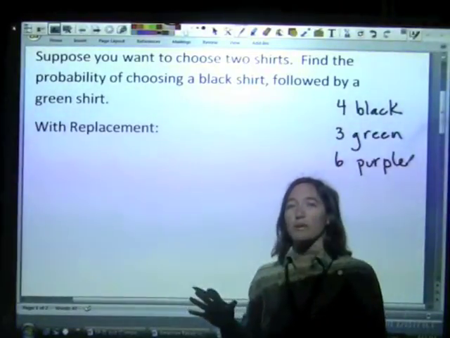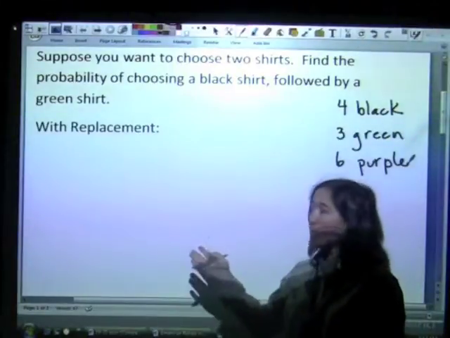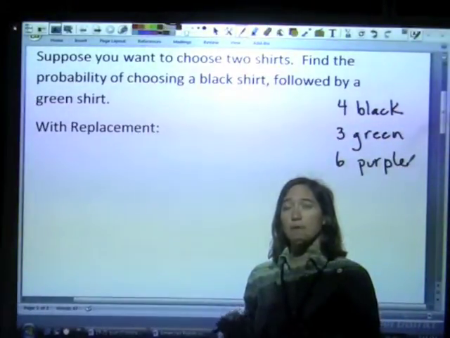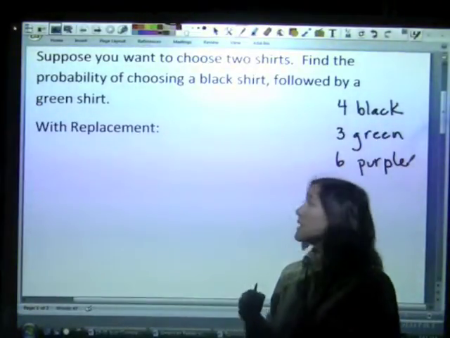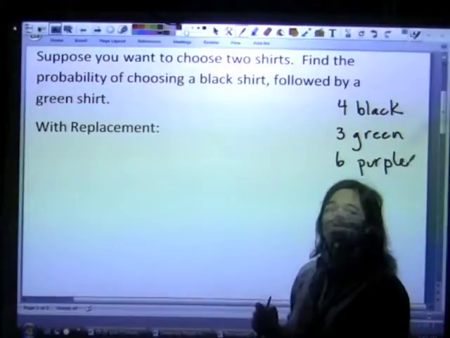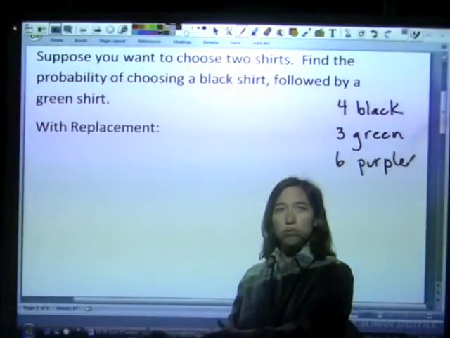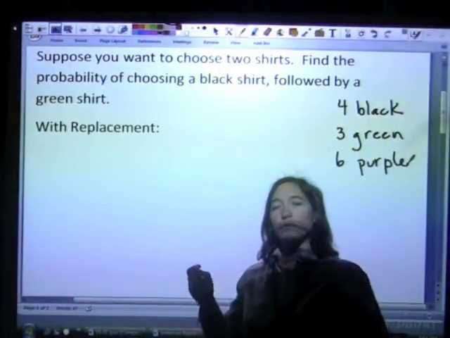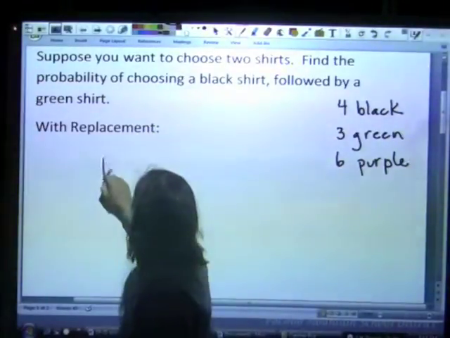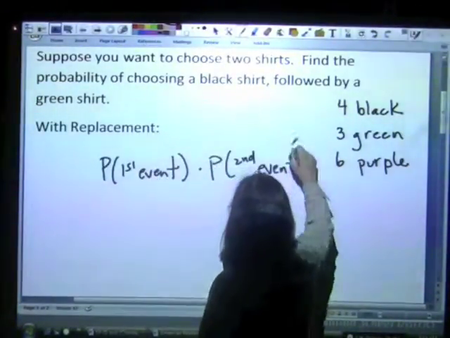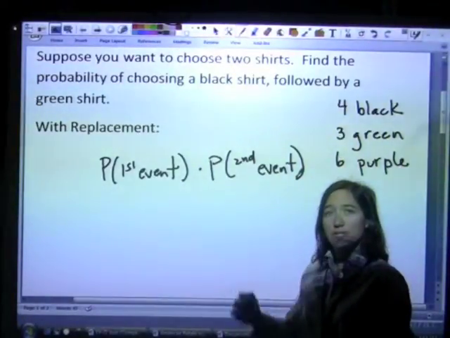There are 2 different ways that we can look at this problem. The probability words that we need to know are with replacement and without replacement. First, we're going to do this problem with replacement. That means that after you choose the black shirt from the drawer, you're going to put it back into the drawer before you choose the green shirt. When you do multiple events with probability, you use multiplication. So we're going to look at the probability of the first event times the probability of the second.